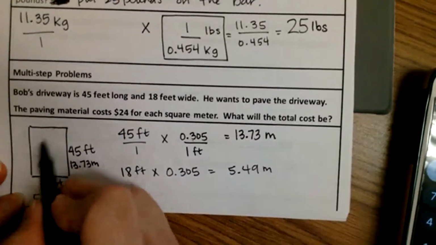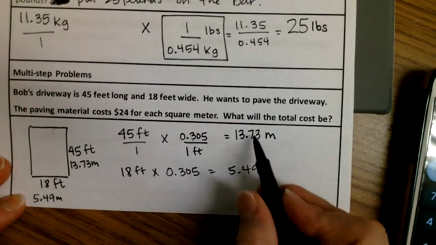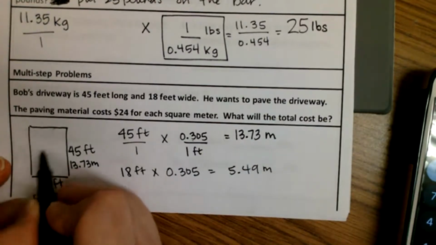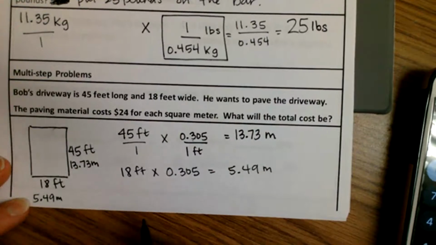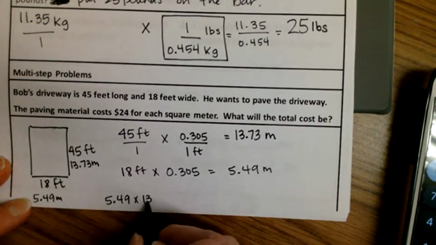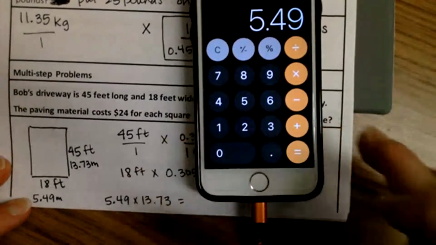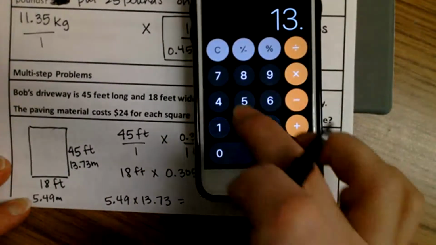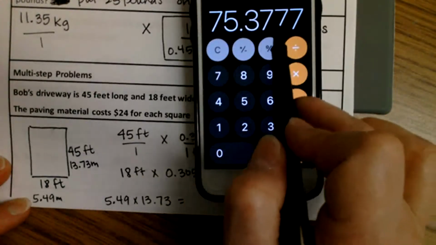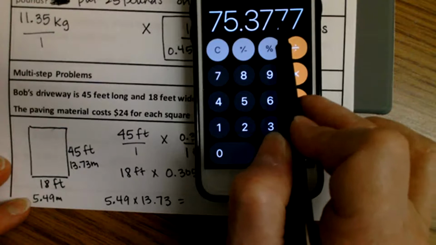Now, to get the area of this driveway, I have to multiply these two numbers. I have to multiply 5.49 times 13.73. That's going to give me the area of the whole driveway. So let's do that now, okay? 5.49 times 13.73, and we can use our calculator. 5.49 times 13.73, I get 75.37.